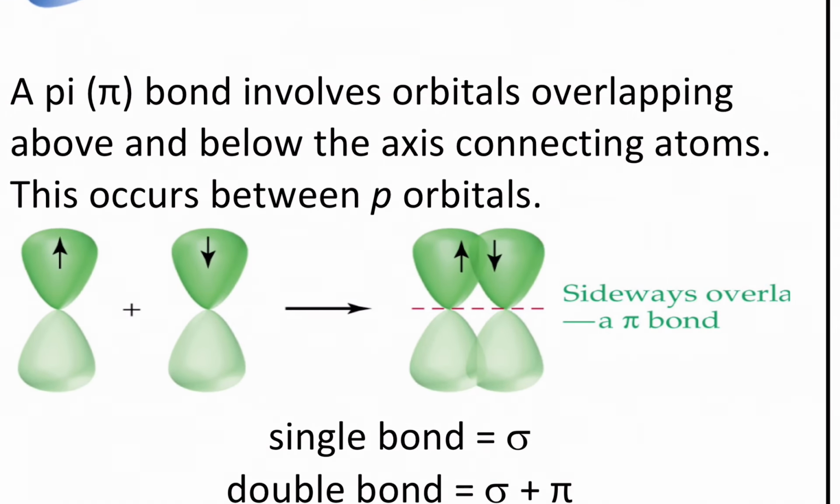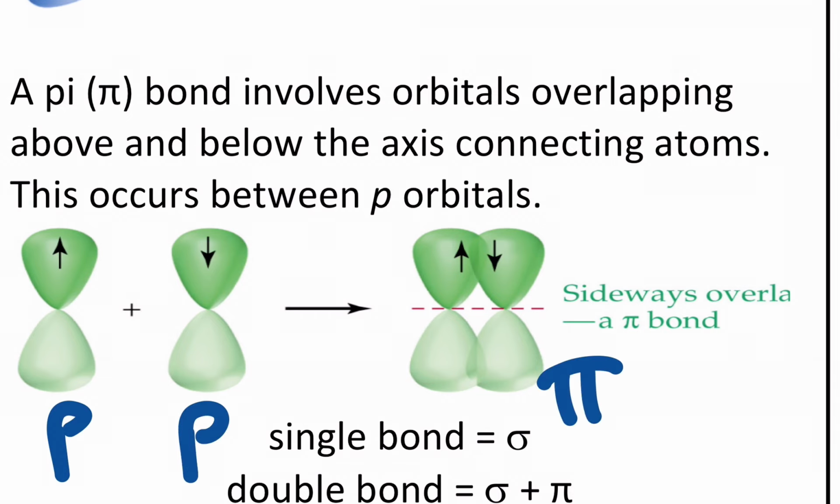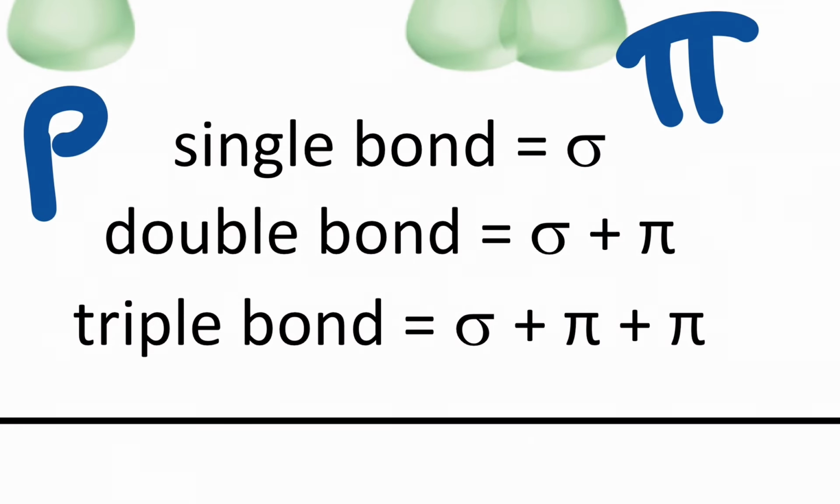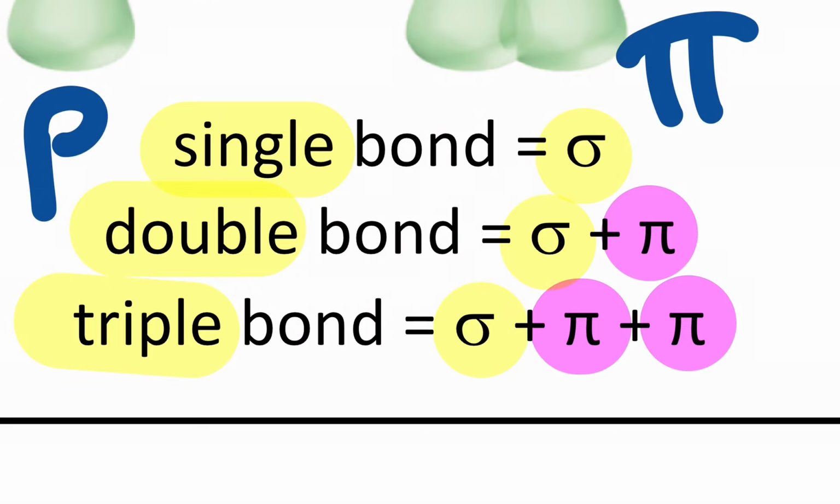Another bond is called a pi bond, and that occurs only between p orbitals, and it's when they overlap above and below the axis connecting two atoms. So this is a p orbital, and here is another p orbital, and you get a pi bond between the two. And then at the bottom of that chart is a nice summary of all the different types of bonds that we see. So far, we've seen single bonds. That means you have exactly one sigma. A double bond, however, is one sigma and one pi. And a triple bond is one sigma, but then two pi bonds.